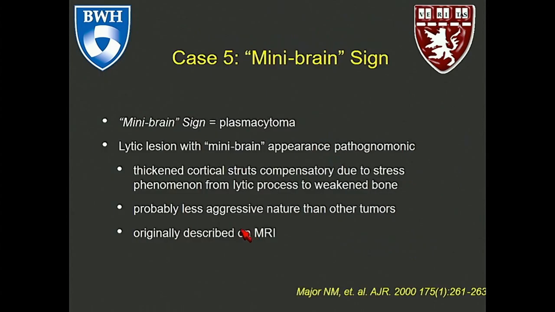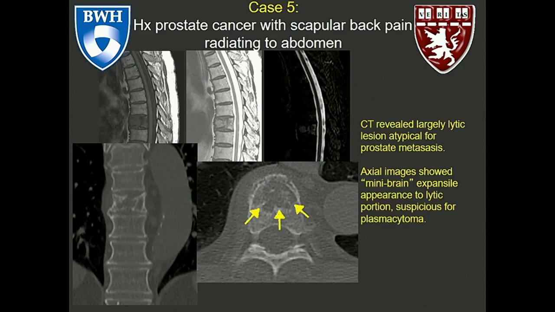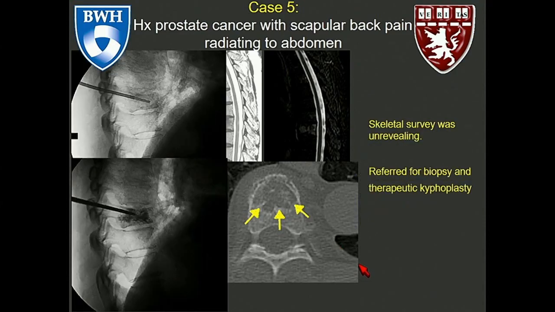So the mini brain sign was described not too long ago as being pathognomonic for a plasmacytoma. So it's a lytic lesion with a mini brain appearance, and the reason we see this is there are thickened cortical struts that are compensatory to the stress phenomenon from the underlying lytic process that's specific to plasmacytomas. And it's probably less aggressive in nature than other tumors given the fact that it doesn't really expand the cortex much more. And this was originally described using MRI findings. And this is a worrisome finding. So when you see this, you would want to worry about an underlying plasmacytoma. And again, you see these cortical struts that are lobulated associated with that lesion. So this was concerning for plasmacytoma.